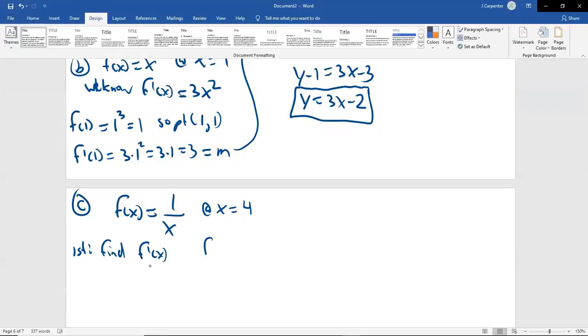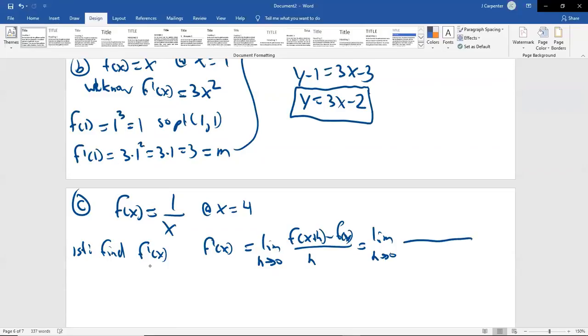So f prime of x is the limit as h goes to 0. I'll write the definition one last time of f of x plus h minus f of x all over h. So that would be the limit as h goes to 0. Now f of x plus h, this x is in the bottom, so it's 1 over, and the x turns into an x plus h. This right here is the f of x plus h. Then the minus f of x is the original function, 1 over x. Then the bottom of the main fraction is h.